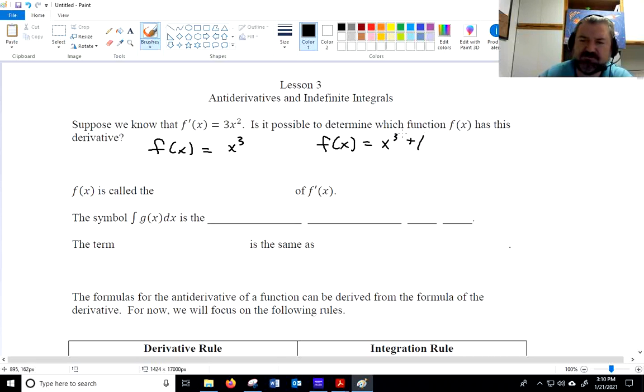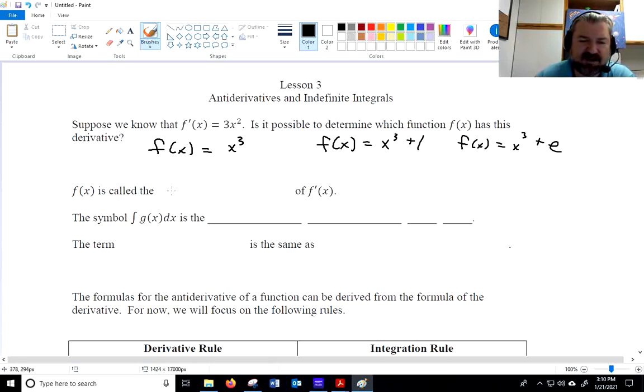Wouldn't that also have a derivative of 3x squared? Or how about f of x equals x cubed plus e, Euler's number? Any constant at all would work there, right? Because whenever you take the derivative of a constant, it just goes away.